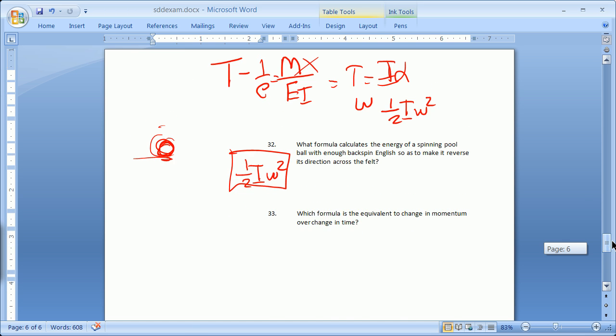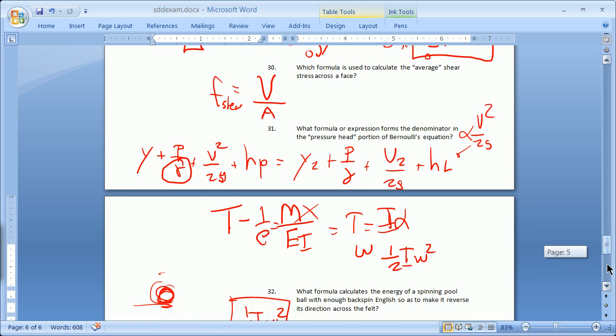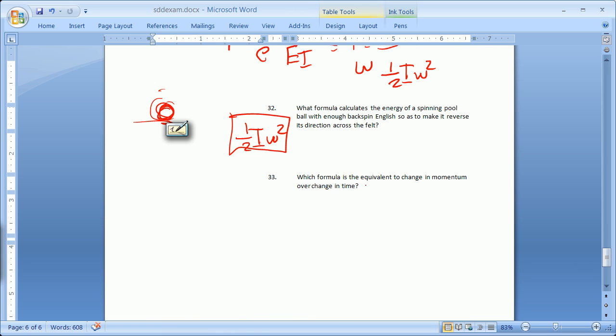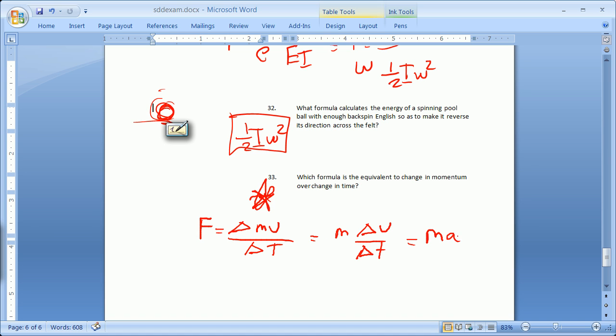Finally, and we'll be done then within the 10 to 20 minutes there. Finally, what formula is the equivalent of a change in momentum over change in time? This one, I don't mean to be overboard about it, but really understanding that force is the change in momentum over the change in time, and if the mass stays the same, it's actually the mass times the change in velocity over the change in time, and the limit as change in time goes to 0 is the acceleration. Force equals mass times acceleration. And so this is the answer, and it's probably one of the more important ones.